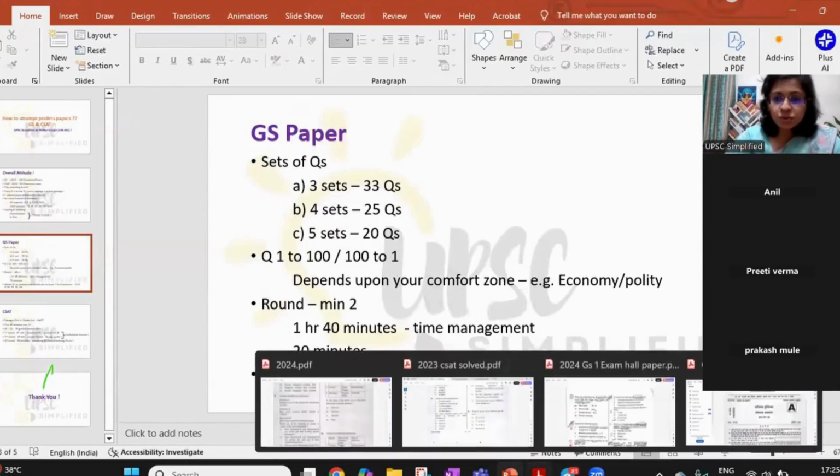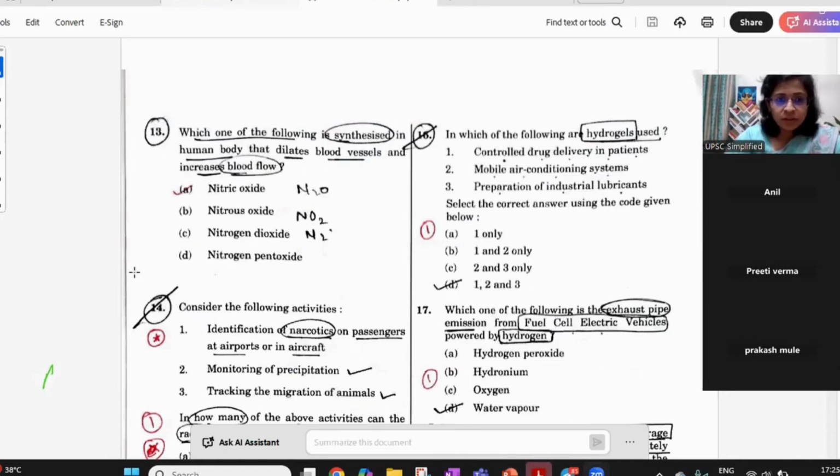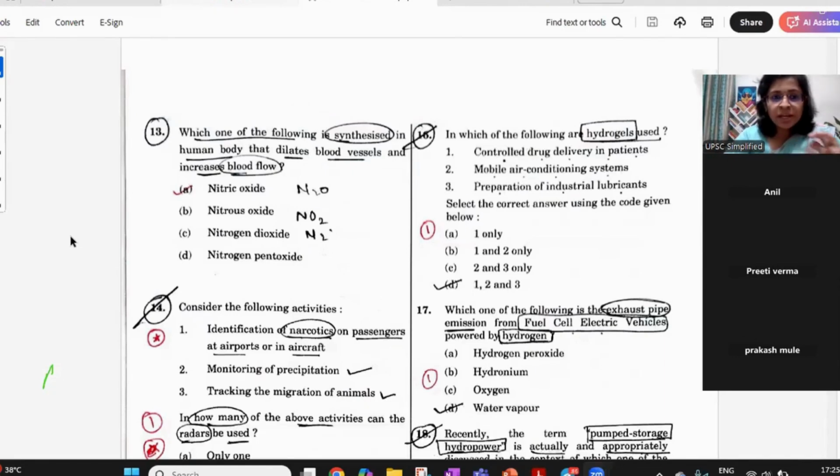This is my actual 2024 exam hall paper, where I attempted questions. I marked which to attempt and which not to attempt. Can you see this question 13? This is a straightforward question: which of the following is synthesized in the human body that dilates blood vessels and increases blood flow? Normal question, but I lacked this knowledge. I knew something was there, ABCD, but I was not sure, and it was a very objective question. So I left this question without wasting my time.